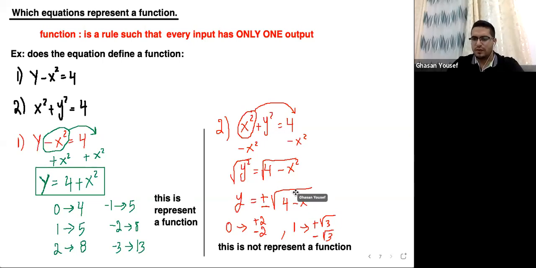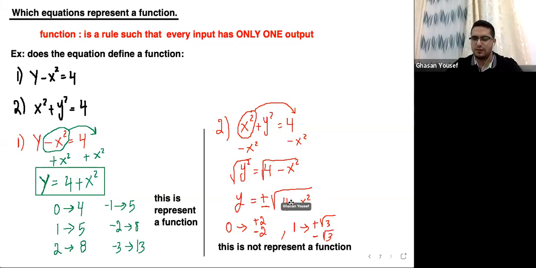Can you repeat why this does not represent a function? Okay. For the second one, x squared plus y squared equal 4. So you have to subtract the x squared from both sides. I get y squared equal 4 minus x squared. Now take the square root of both sides. I get y equal plus and minus. Plus and minus means they give me 2 outputs. When I plug the 0 into this equation, for example, I get 4 minus 0.